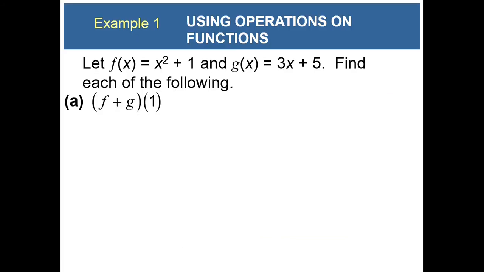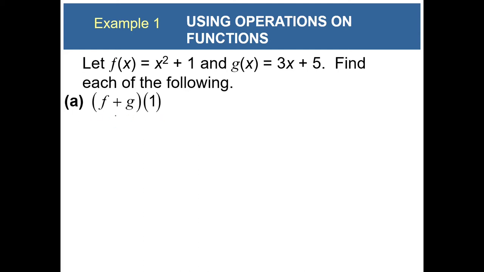Example 1, let f of x be equal to x squared plus 1 and g of x is equal to 3x plus 5. Find each of the following. Part A, let's look for f plus g of 1. Let f of x be equal to x squared plus 1 and g of x be equal to 3x plus 5. Find f plus g of 1.